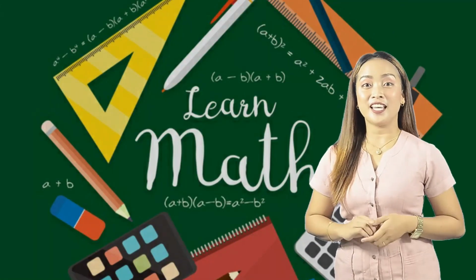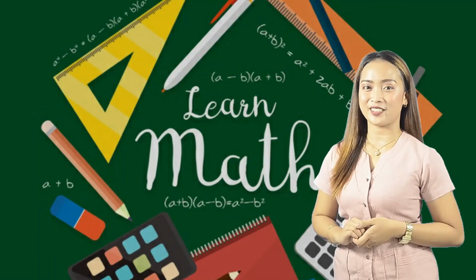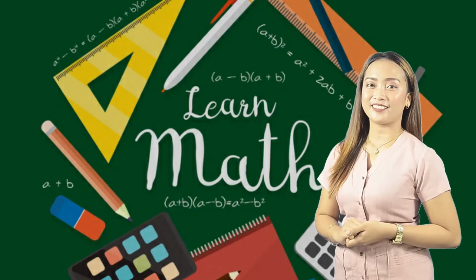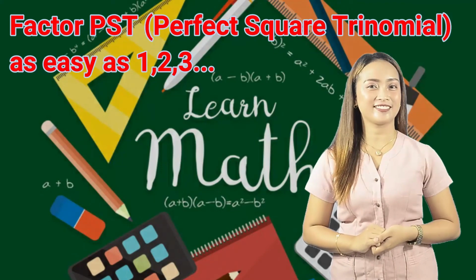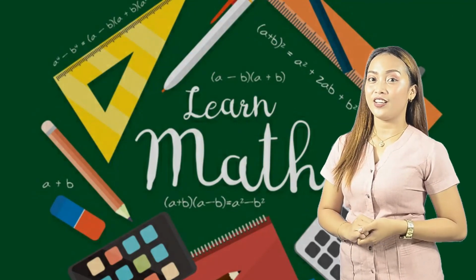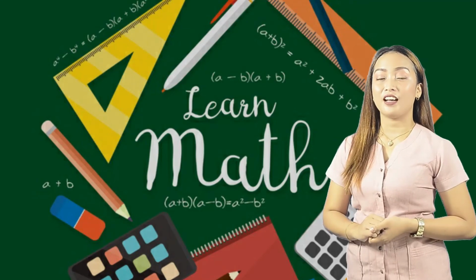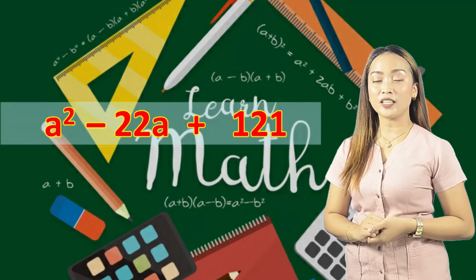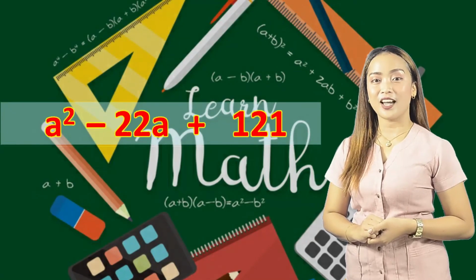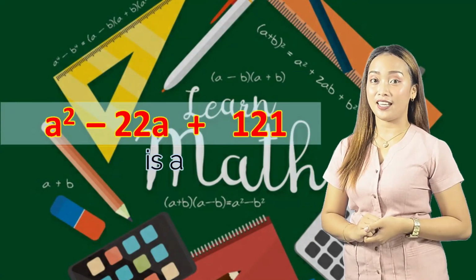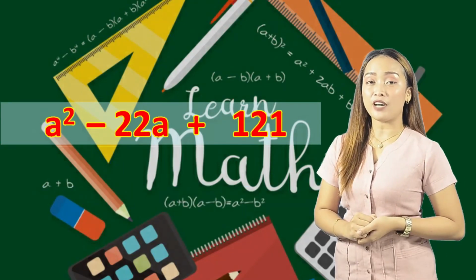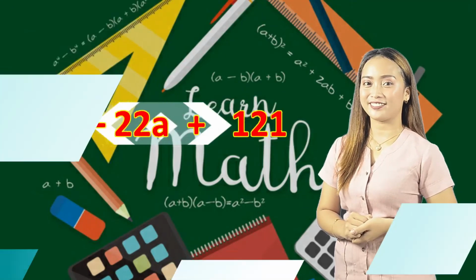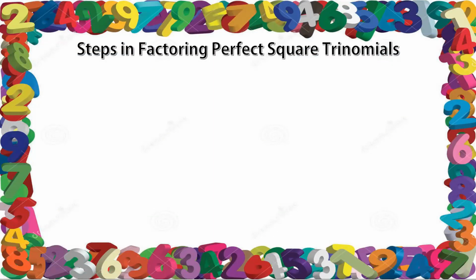This time, let us continue the process. For our main topic, let's factor PST as easy as 1, 2, 3. As you said earlier, the expression a squared minus 22a plus 121 is a perfect square trinomial. The steps that we followed are the following. So here are the steps in factoring perfect square trinomials.